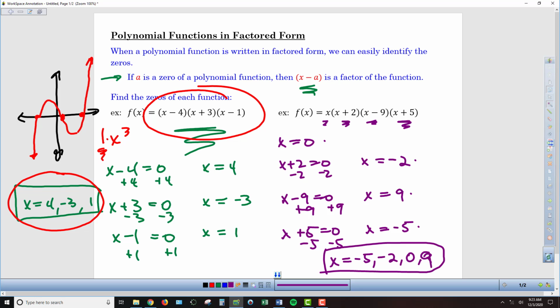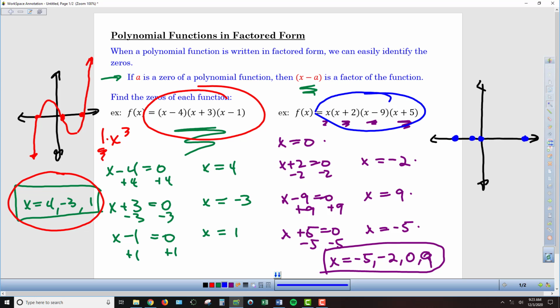And if we do the same thing that we did on the other one, what would this translate to on a graph? So again, just working on it in a rough manner, we've got zeros at roughly negative 5, let's say here, negative 2, 0, and then 9. So we've got these 4 zeros. Now again, if we were to FOIL all of this out, we can tell that we're going to end up with x to the 4th as our highest exponent.